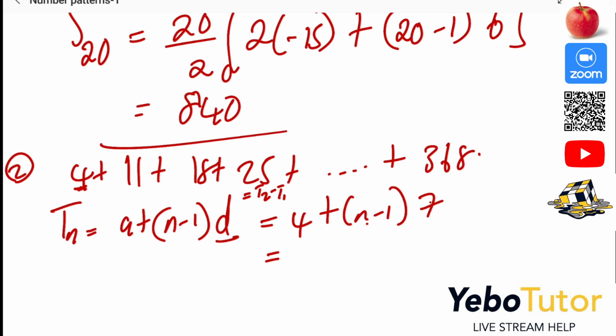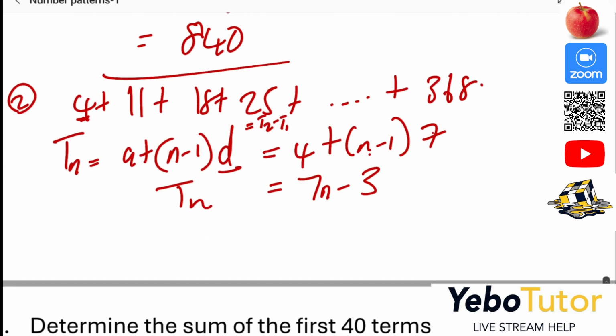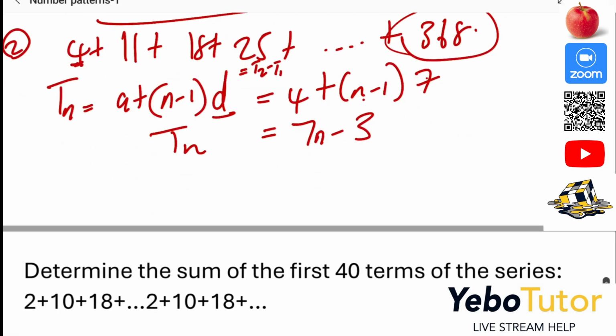So our general term will be 7n minus 3. Now that we have our Tn to be 7n minus 3, we need to calculate the total number of terms in that specific series, since we are given the last term. That will be easy, because 368 is equal to 7n minus 3. Now we calculate the value of n.